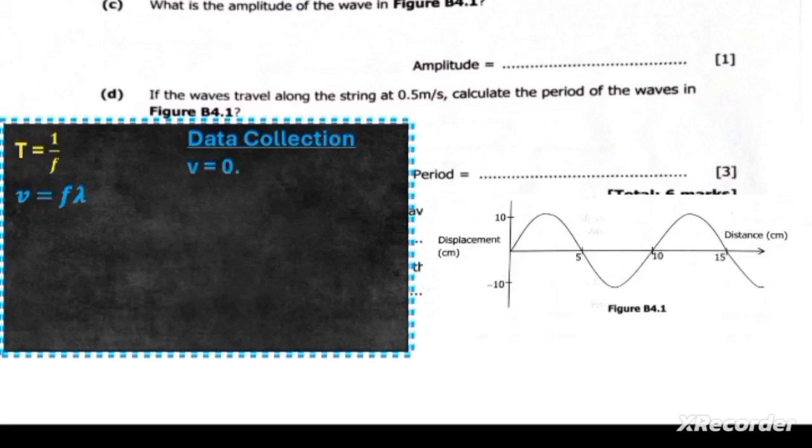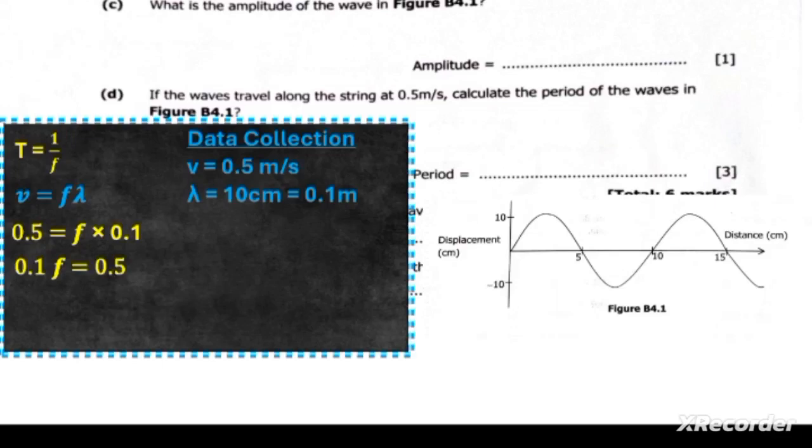Do we have speed? Yes, we have speed, which is 0.5 meters per second. Do we have wavelength? Yes, we have wavelength, which is 10 centimeters. We convert it to meters, 0.1 meters. So where there is V representing speed, we write 0.5 is equal to F times 0.1. So 0.1 F is equal to 0.5. Divide by 0.1 on both sides. We are going to get 5. So frequency is equal to 5.